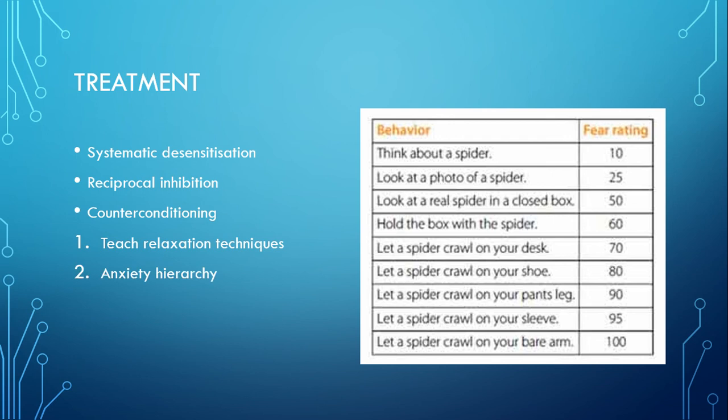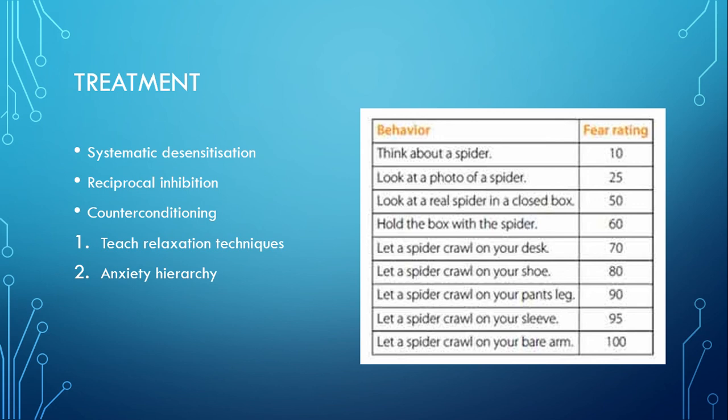The next thing you will create, which is the image just here, is an anxiety hierarchy. This is where you make a list of everything from the most intense interaction you could have with your fear stimulus to the least intense one that you could have. And then you rate it on a scale of 1 to 10 or 1 to 100. You can choose. So thinking about a spider would be 10.